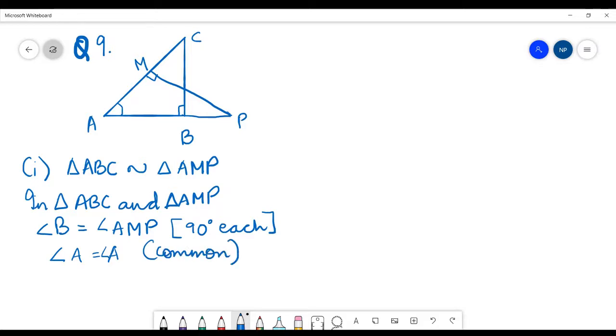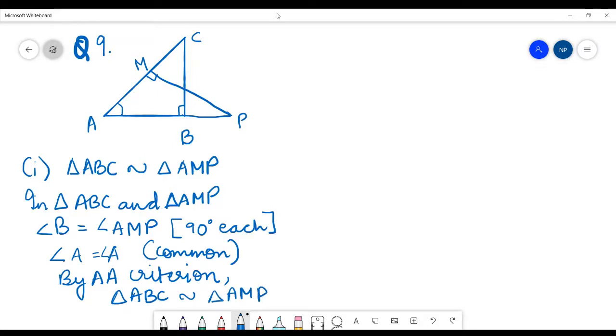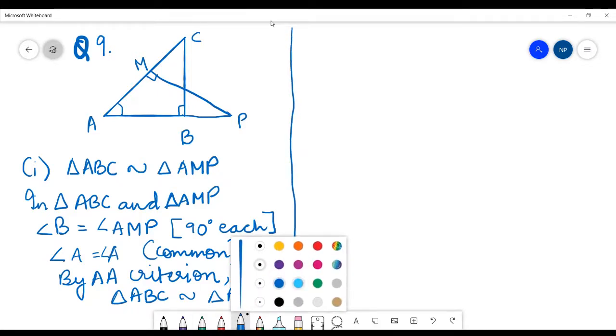So by AA criterion, we can say triangle ABC is similar to triangle AMP. This proves the first part. Now let us move on to the second part.